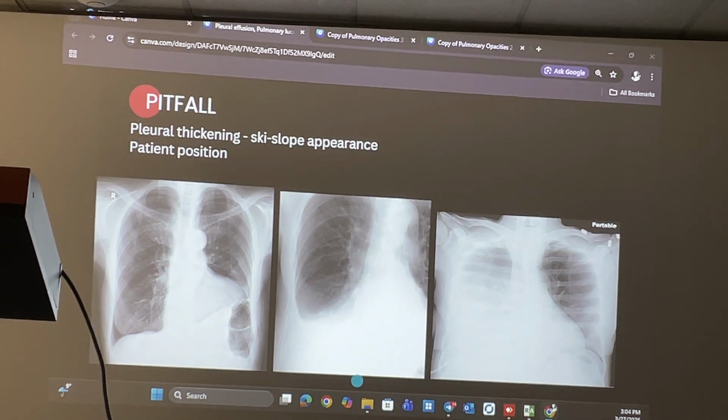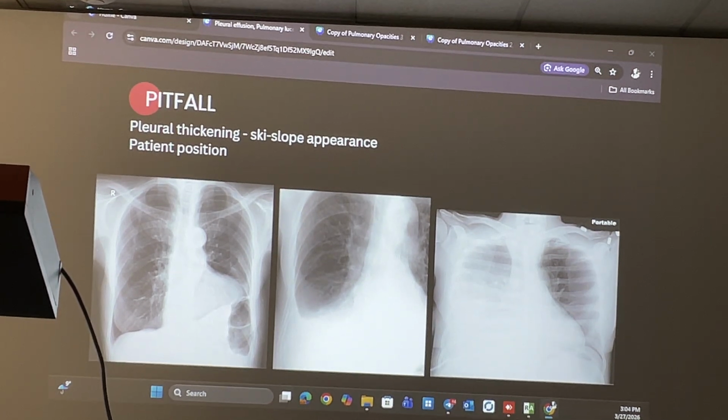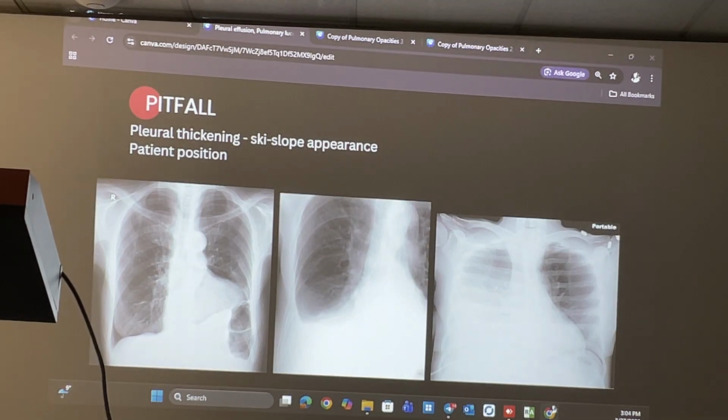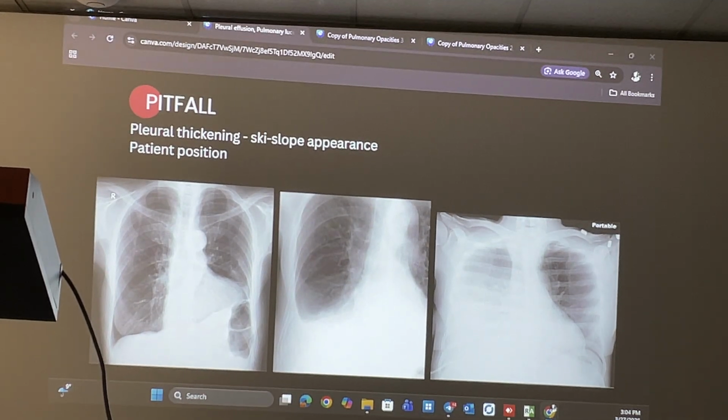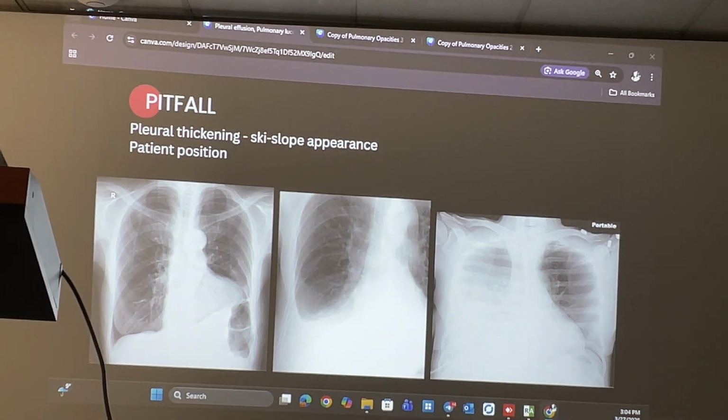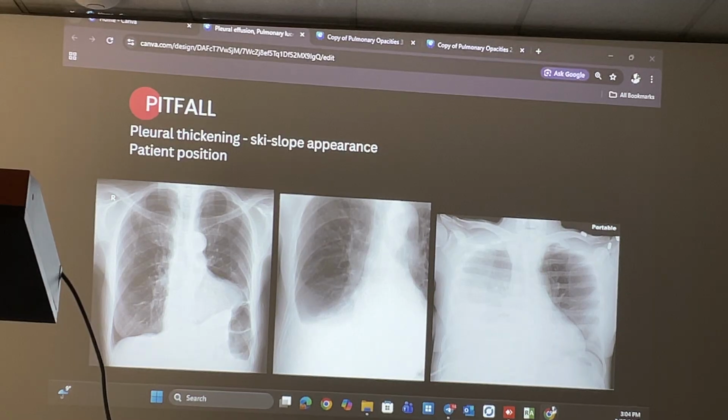When the patient is in the upright position, pleural fluid fills to the base of the thoracic cavity because of the force of gravity. And when the patient is in the supine position, the same free flowing effusion will layer along the posterior pleural space and produce a homogeneous haze over the entire hemithorax.